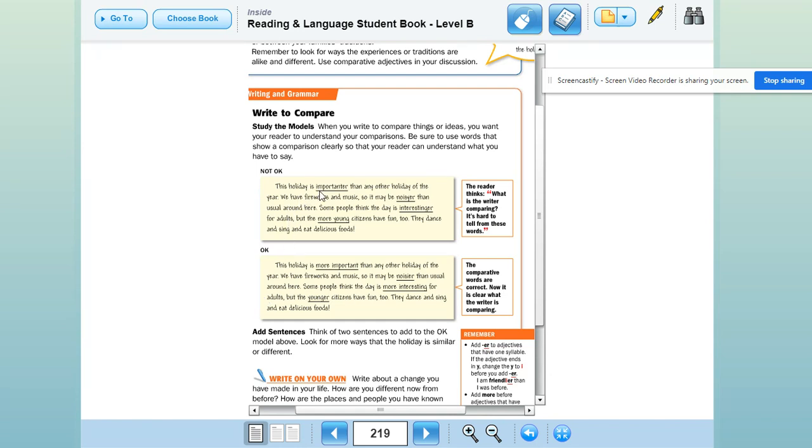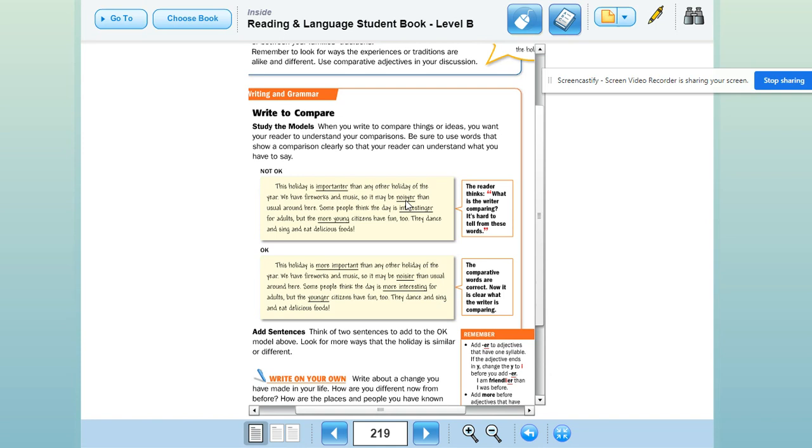This holiday is important. Importanter. Okay. Important has 3 syllables. So with 3 syllables what do we do? We put more important, we don't put importanter, so that's wrong. Then any other holiday of the year. We have fireworks and music, so maybe noisier. Okay, if I put noisier, is this the correct way of writing noisier? Look at the end of the word, noisy. How do I change it? I need to add IER than usual around here.